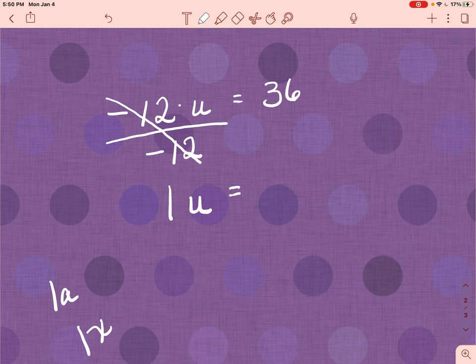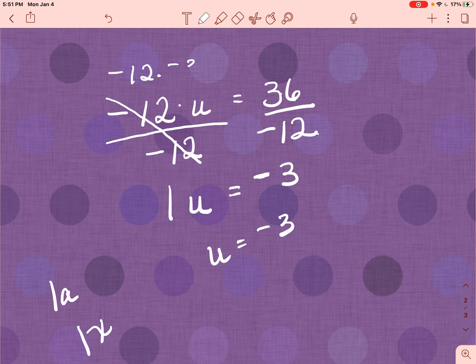Okay, what do I have to do if I divide by negative 12 on the left? I must divide by negative 12 on the right. Well, positive divided by negative is going to give me a negative answer. 36 divided by 12 is 3. And so I know that u equals negative 3. Does that seem to work? Negative 12 times negative 3 equals 36. Yay, it does.